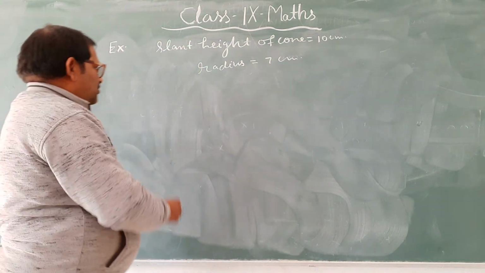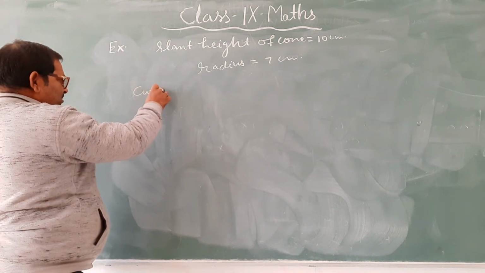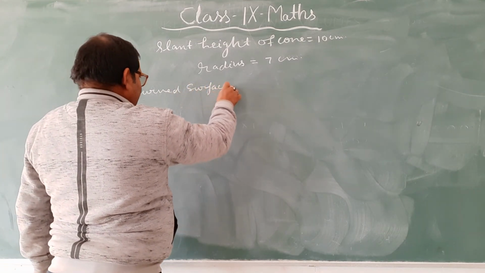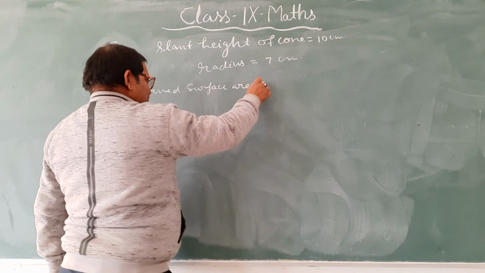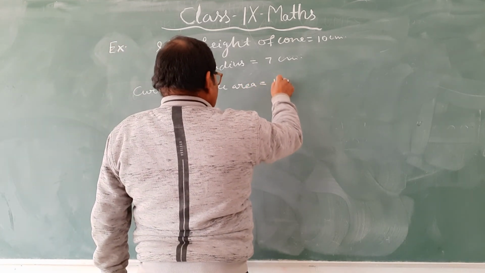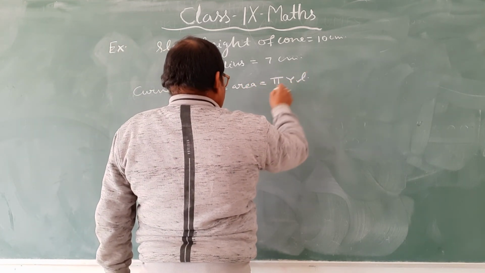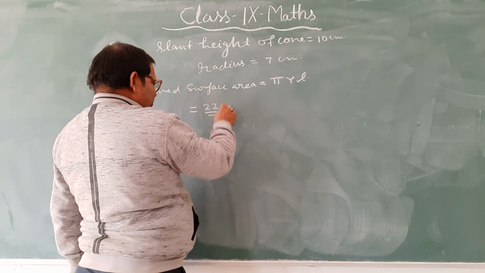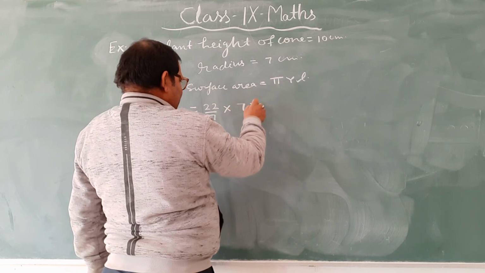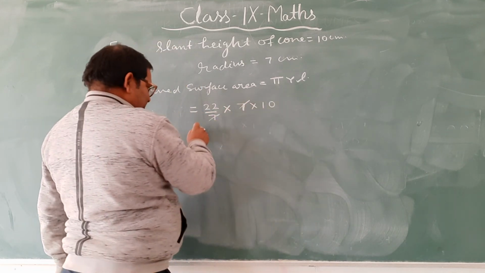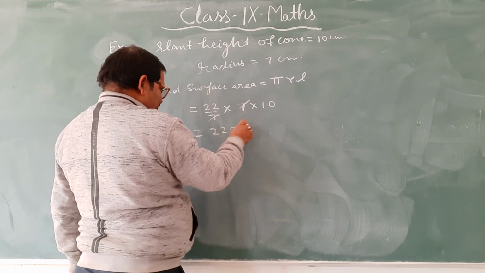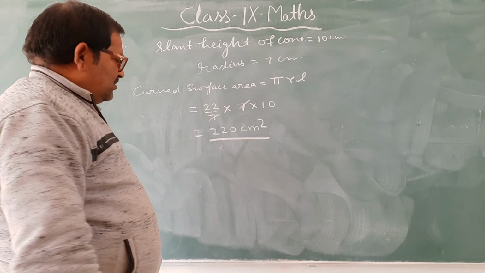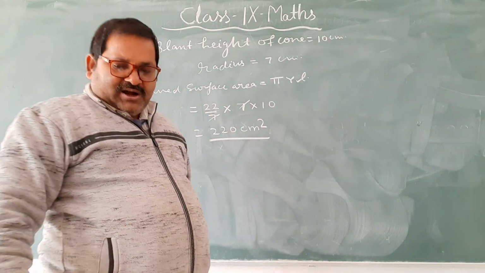Curved surface area equal to pi r L, means 22 by 7 into 7 into 10. 7 cancels, and 220 centimeter square is the curved surface area of the cone.